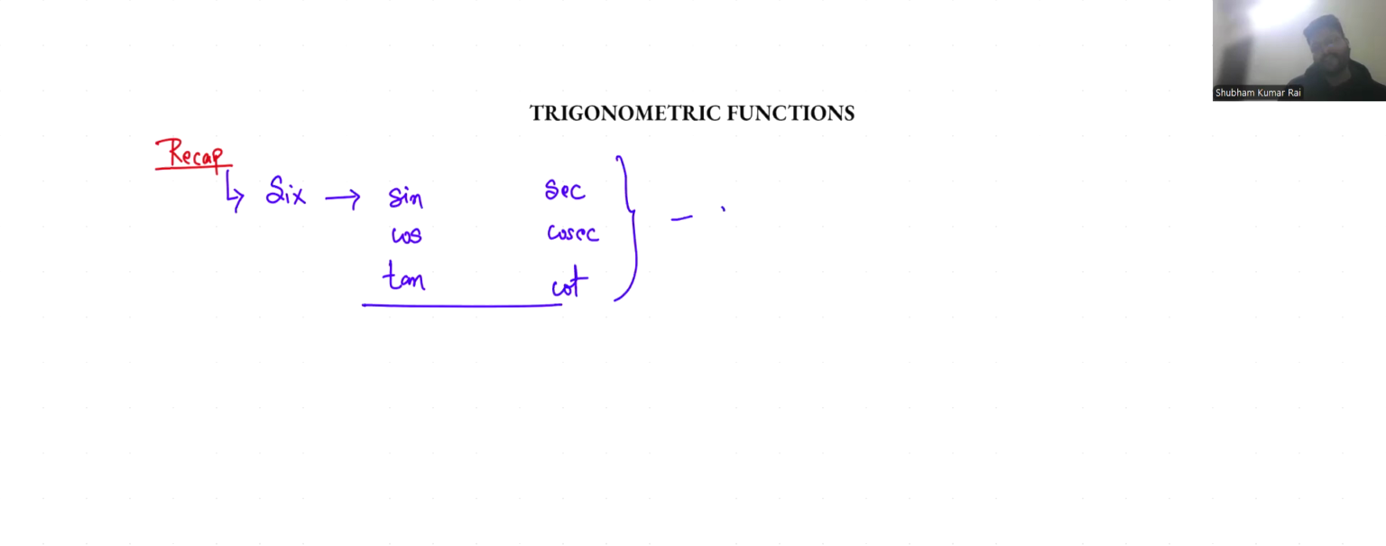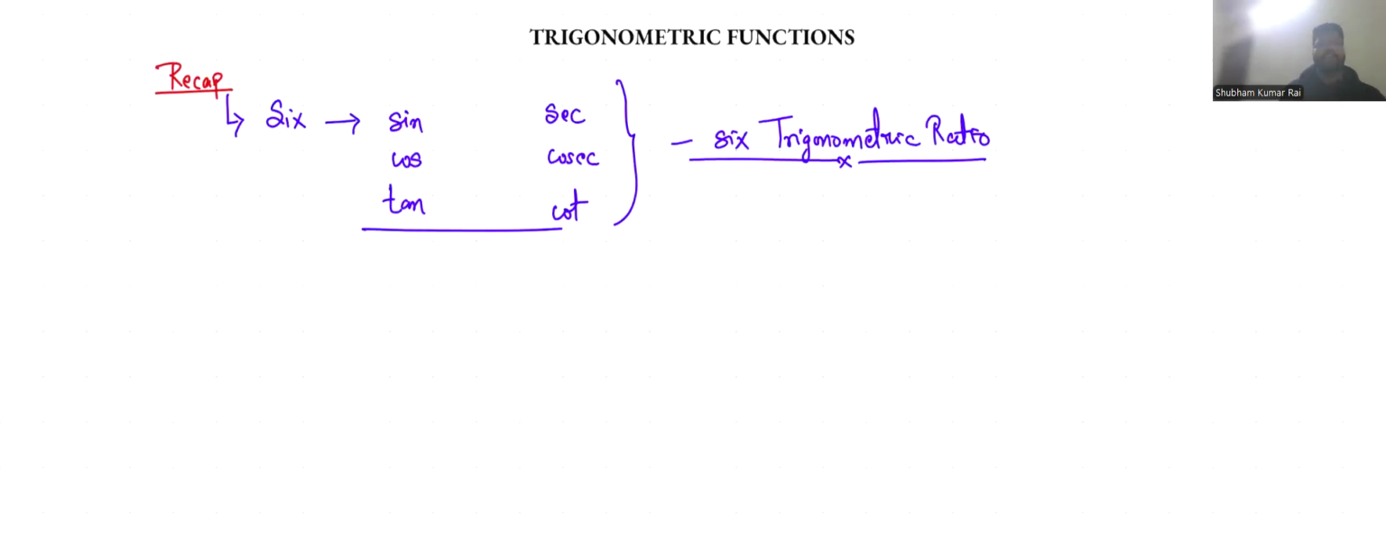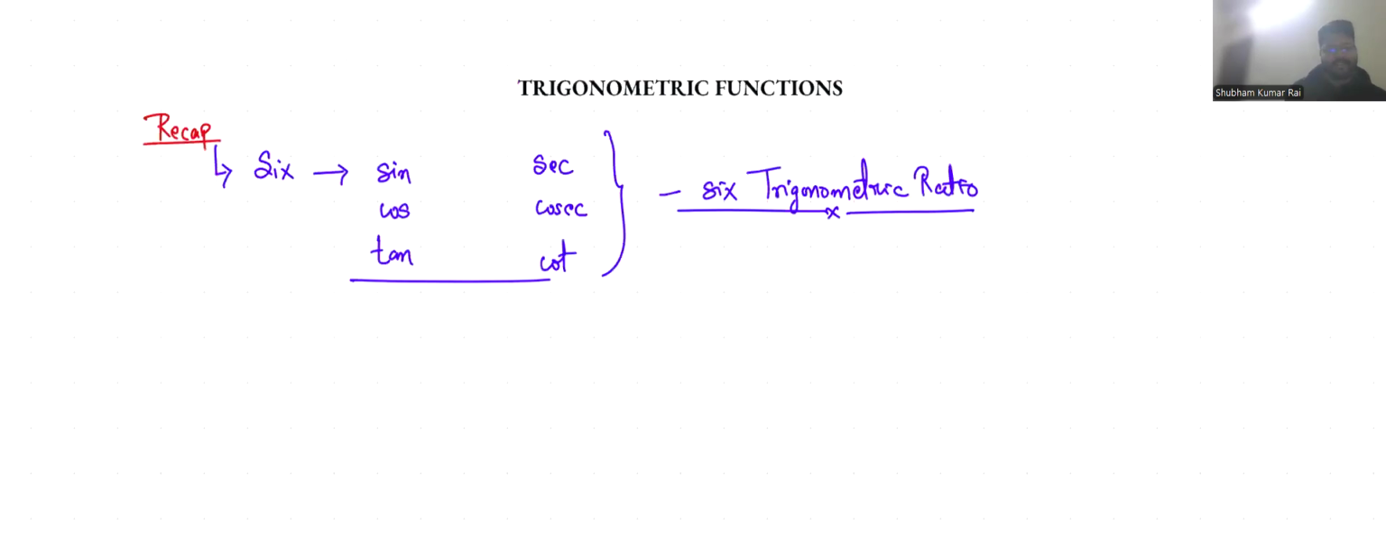These were all the 6 trigonometric ratios that we have discussed, right? Okay. So now let us move further and discuss questions based on this concept. Before that, I would like to introduce a small concept about trigonometric functions. So let's have a discussion based on this.